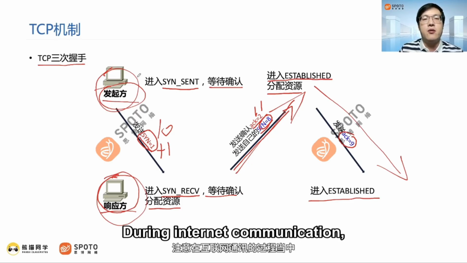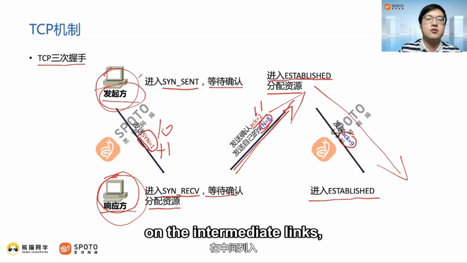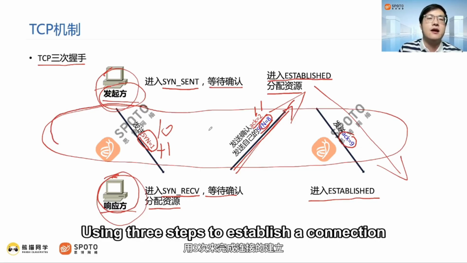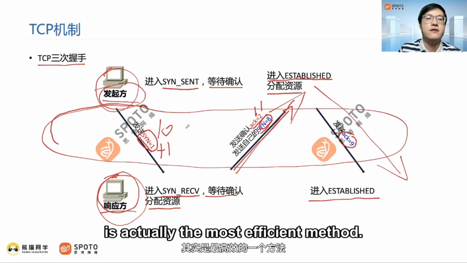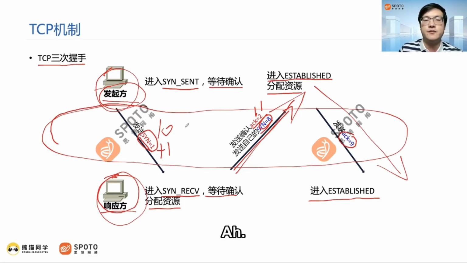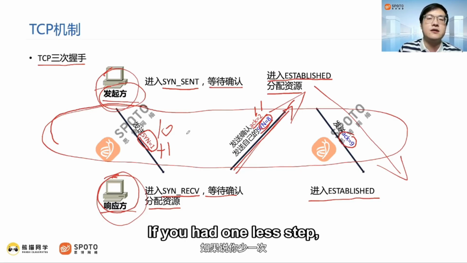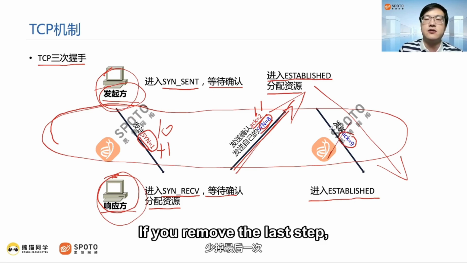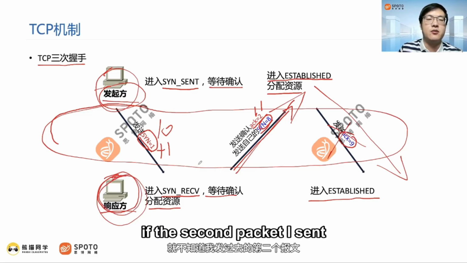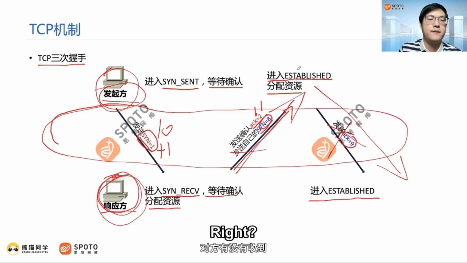During internet communication, on the intermediate links, where stability and security are unknown, using 3 steps to establish a connection is actually the most efficient method. One less or one more step would be unsuitable. If you had one less step, if you remove the last step, then the responder wouldn't know if the second packet I sent was received, right?